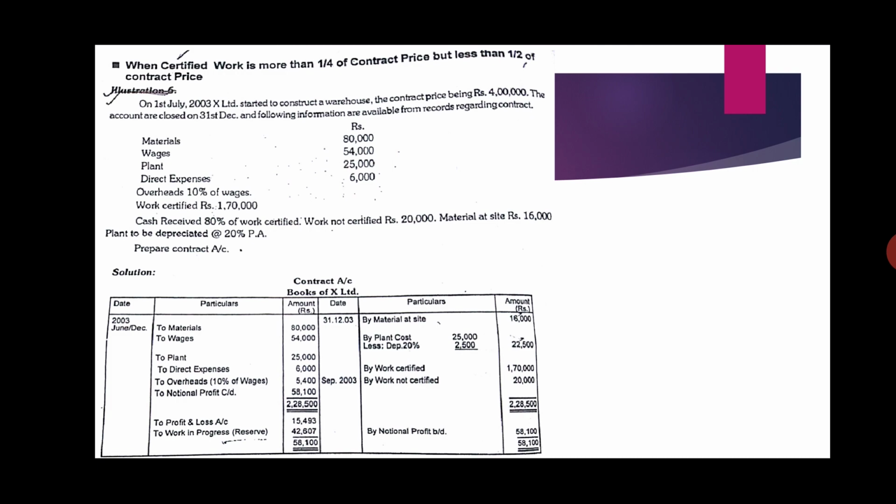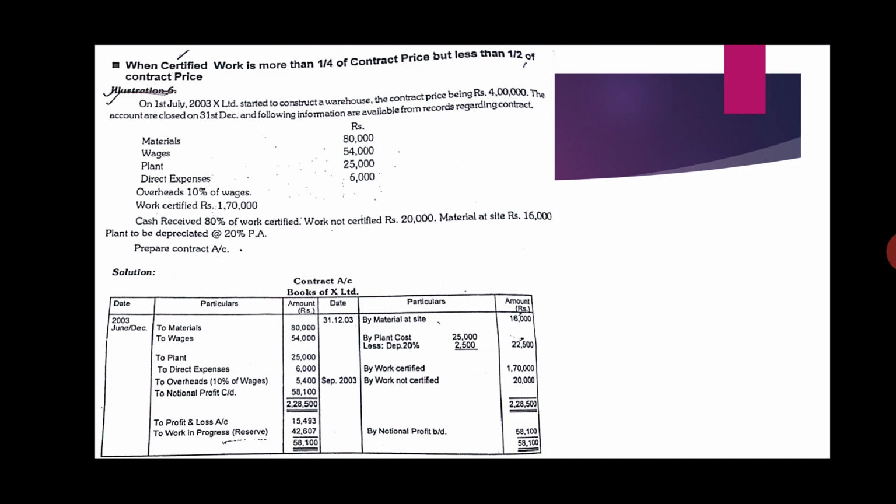Now come to the credit side to list out the work certified and work uncertified, and material at site is also given to you as 16,000. Cash received, here we do not list it out, it is generally required in the formula calculation. So we have calculated the balancing figure on the debit side with the name of notional profit 58,100. So balancing figure is given the name as notional profit. Now carry forward that notional profit to the credit side of the contract account.